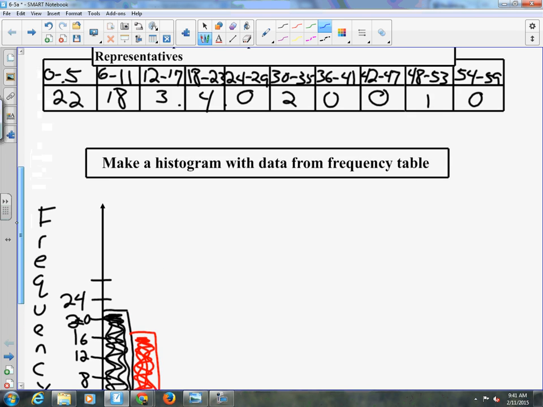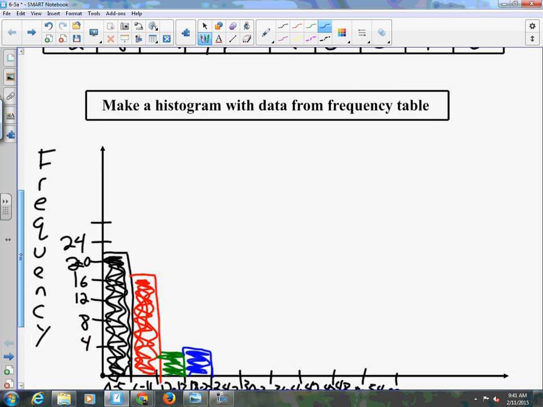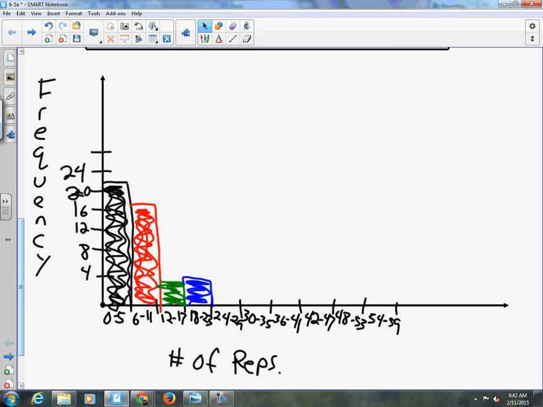And then we had 24 to 29 is 0. 30 to 35 is 2, so we go up to 2. I don't even put anything there for 0. Nothing there. This one is 2, so we're going to have a little bar. Actually, I'm going to make it a little bit higher, all the way up to 2. Then 0, 0, and my last one was 1, right here.